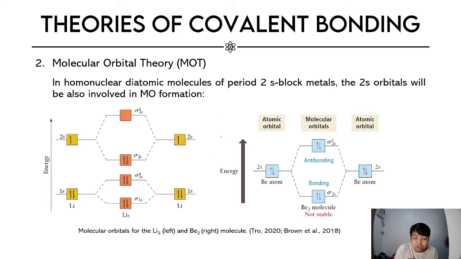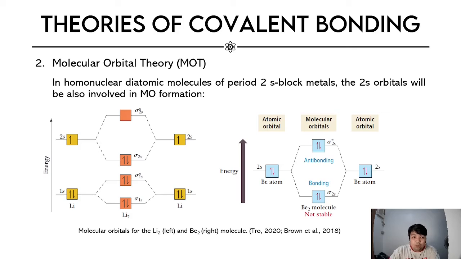Now, if you notice, just like in He2, the beryllium molecule also has a bond order of 0. That means such a molecule does not exist, or if it exists, it's not stable.